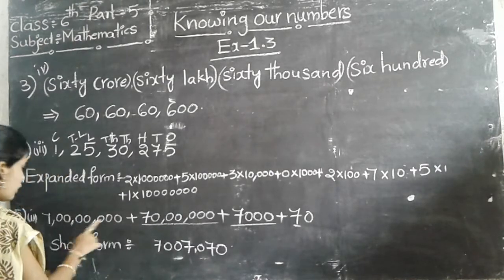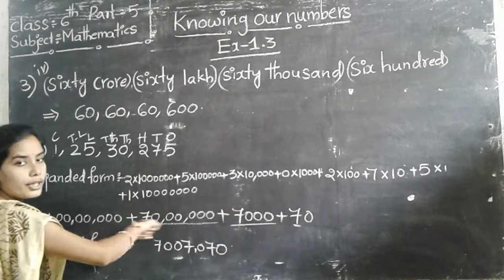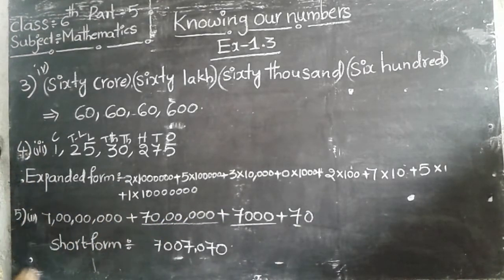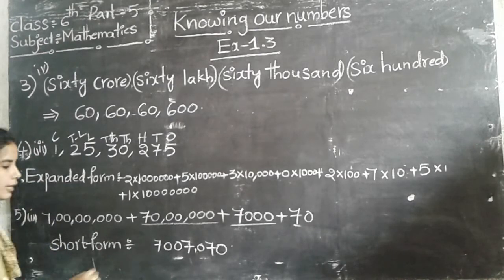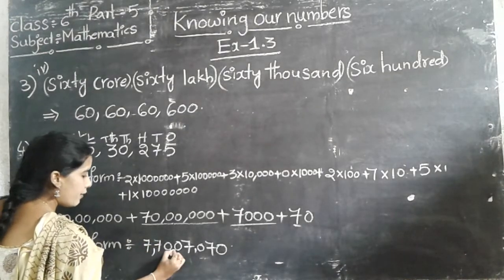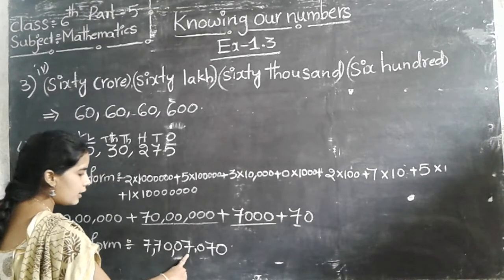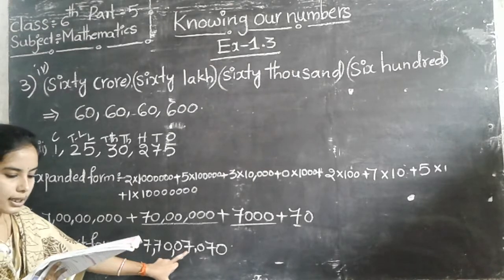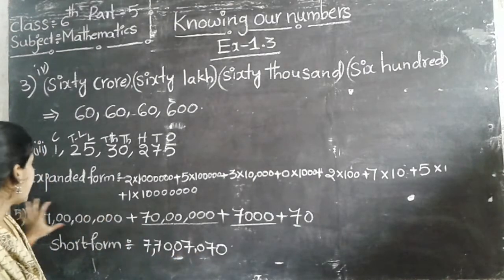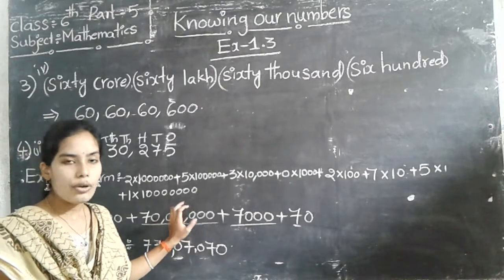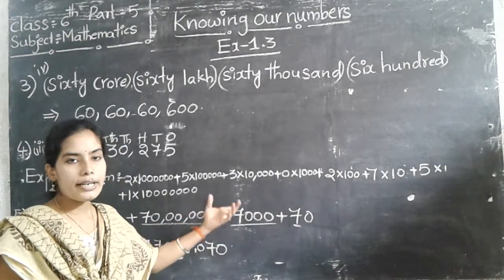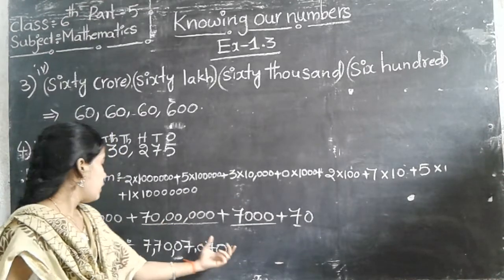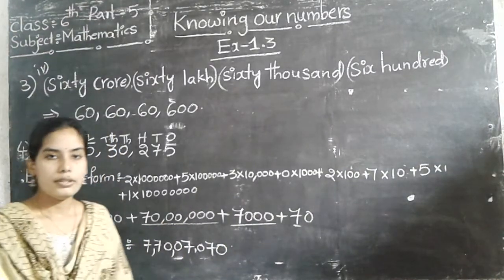So in this case, this problem is totally over. Now we have to check only this one: 1, 2, 3, 4, 5, 6, 7. Yes, this is the crore, 7 crore. 7 crore, 70 lakh, 7,000, 70. So children, they skipped some place values here. So instead of the skipped place values, we have to keep zeros in the given number.